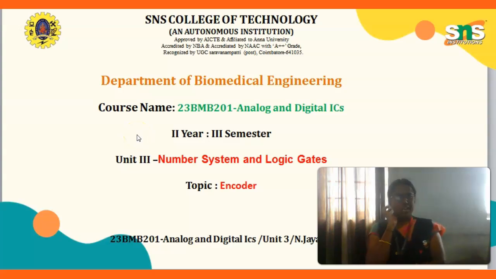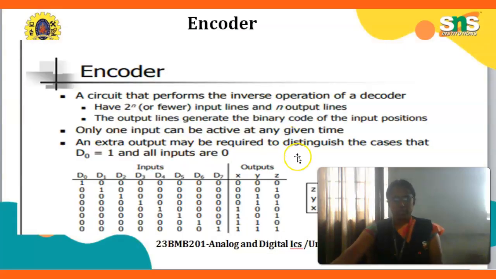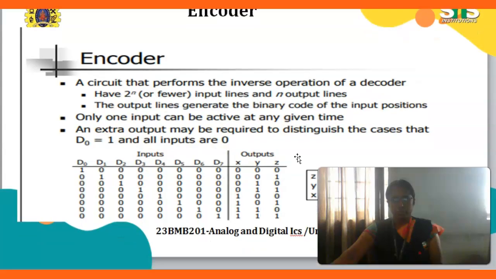I'm going to take Analog and Digital ICs under the unit of number systems and logic gates: the encoder. So an encoder is nothing but a circuit that performs the inverse operation of the decoder. It has 2 power n input lines and n output lines. Here we have D0, D1, D2, D3, D4, D5, D6, D7: 8 input lines and 3 output lines.